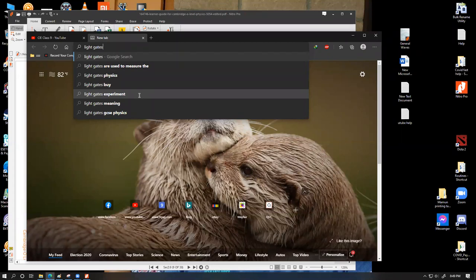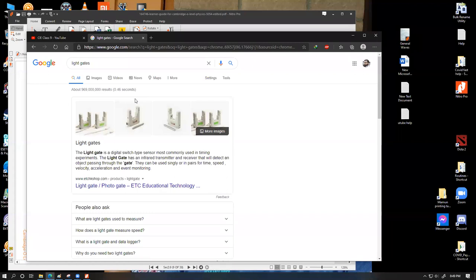Sir, what's the specialty of that animal, sir? They are fluffy. They build dams on rivers, sir? That's a beaver.